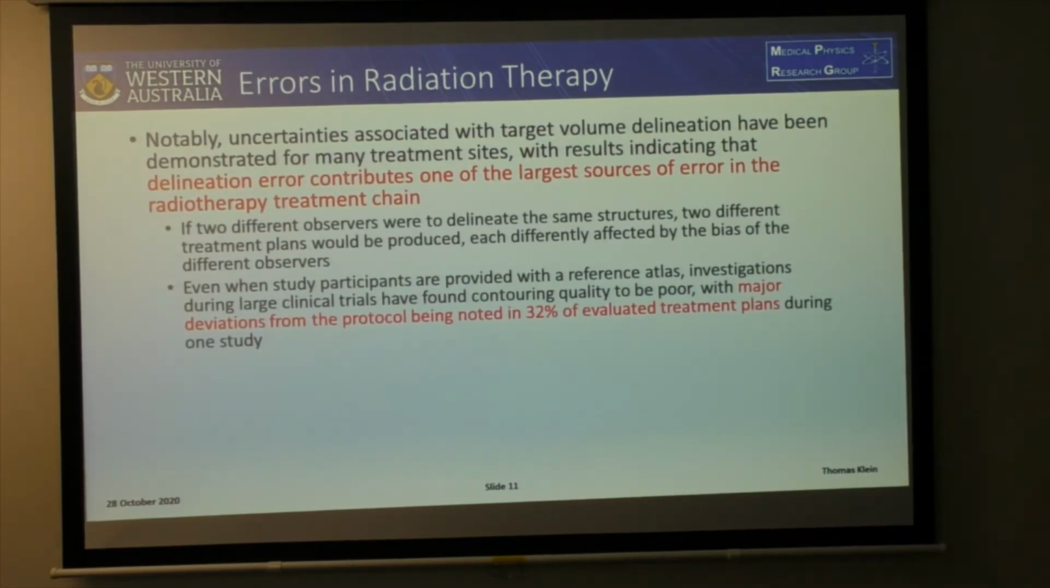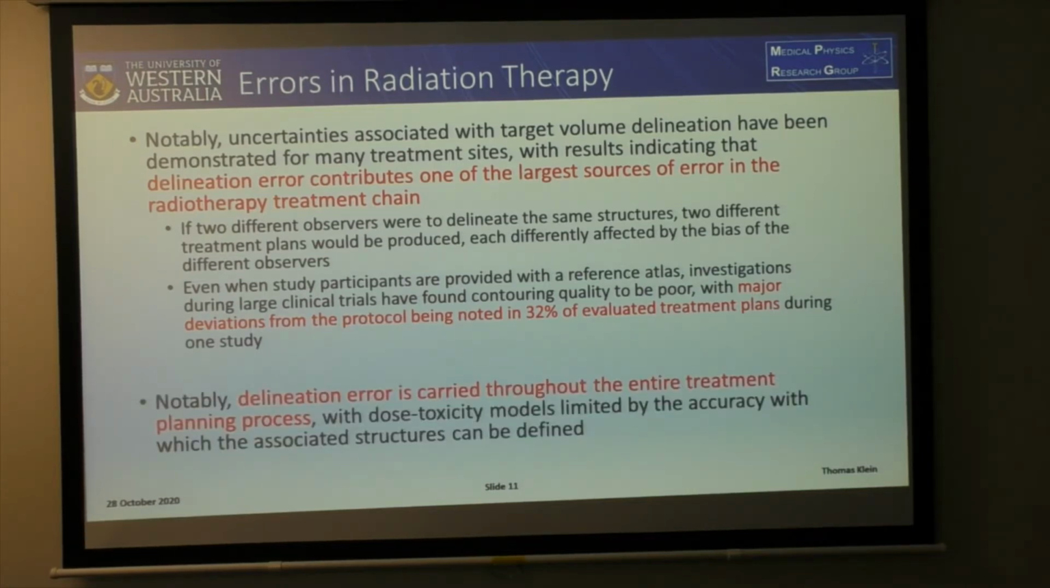Notably, the uncertainty associated with observer-based delineation has been shown to be one of the largest sources of error in the entire radiotherapy treatment chain. If two observers were to delineate the same structures, you would get two different plans biased separately by each of those observers. And in large clinical trials, even when participants were provided with an atlas, contouring agreement has been found to be very poor, with major deviations noted in 30% of evaluated treatment plans in one study.